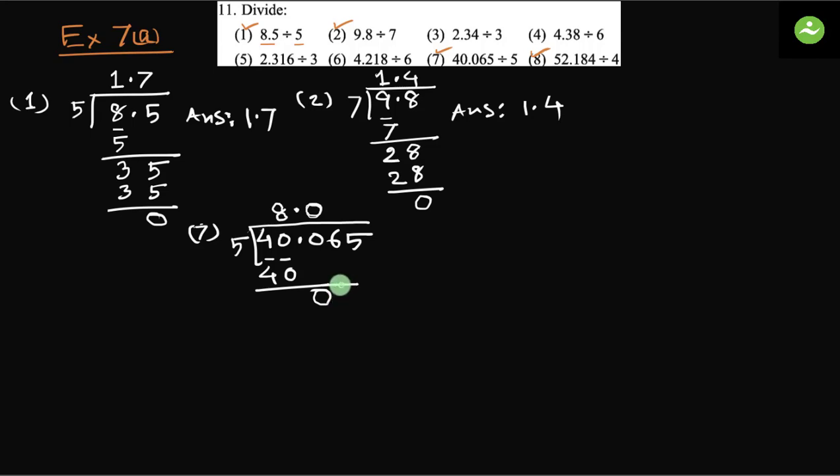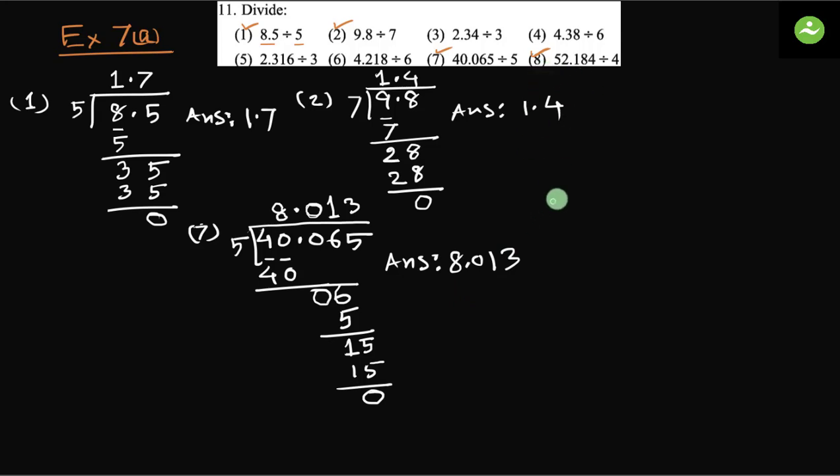So bring down the next digit, 6. So 5 into 1 is 5. Deduct 5, it is 1. Bring down the next digit, it is 15. 5 into 3 is 15. Deduct 15 from 15, it is 0. So the answer is 8.013.